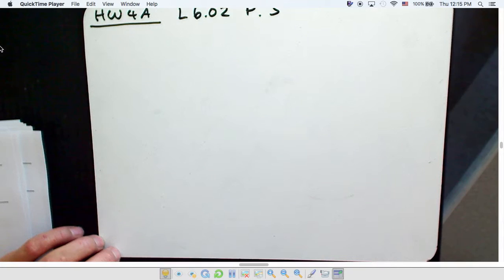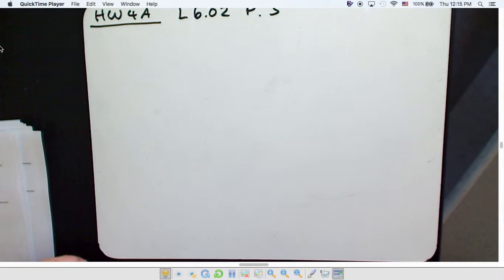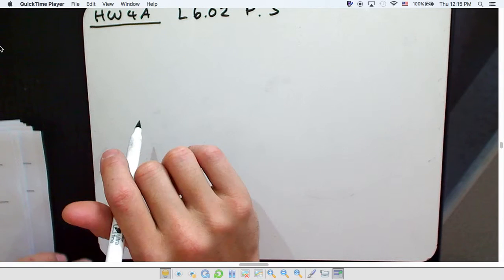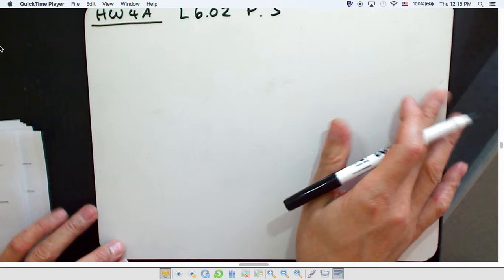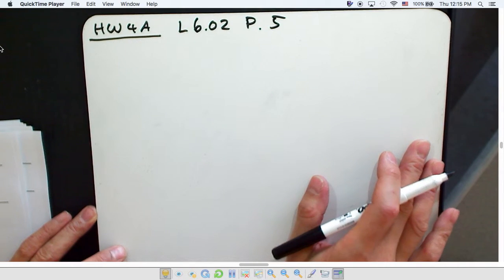It says 3 of the following pairs of numbers have the same geometric mean. Which pair has a geometric mean that is different? So the goal is to find a pair that has a different geometric mean from the other 3 pairs. So let's think about what the geometric mean is first.